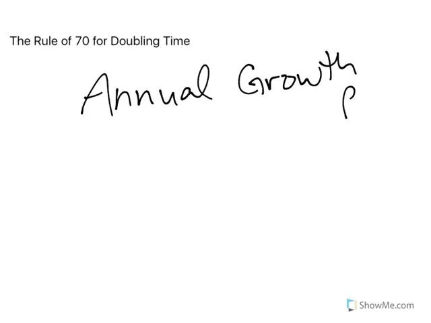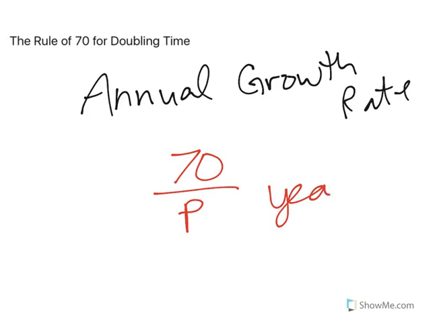The rule of 70 allows us to estimate the amount of time it's going to take something to double if it has an annual growth rate. We can't do this if we are talking about money that's compounding monthly. That doesn't work. But if we are compounding annually or something has an annual growth rate, then we can use the rule of 70 for doubling time. The rule of 70 says you take 70 divided by P, which is the percent, and that will tell you how many years it will take to approximately double.